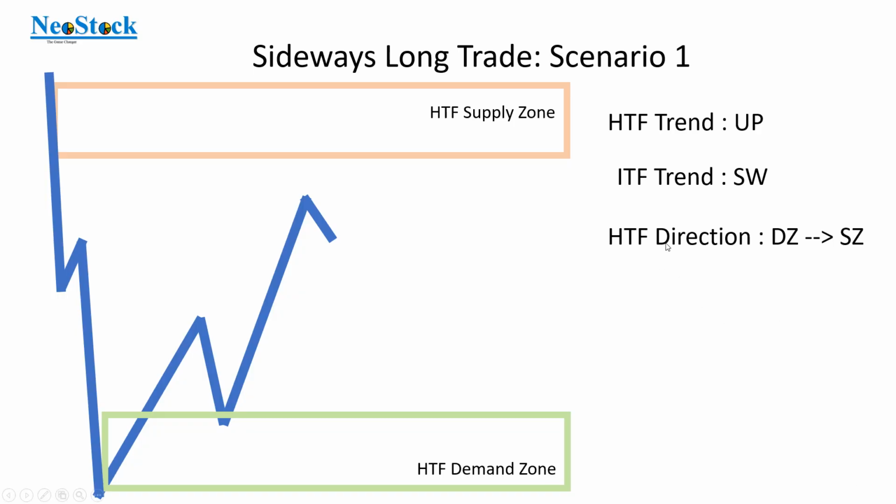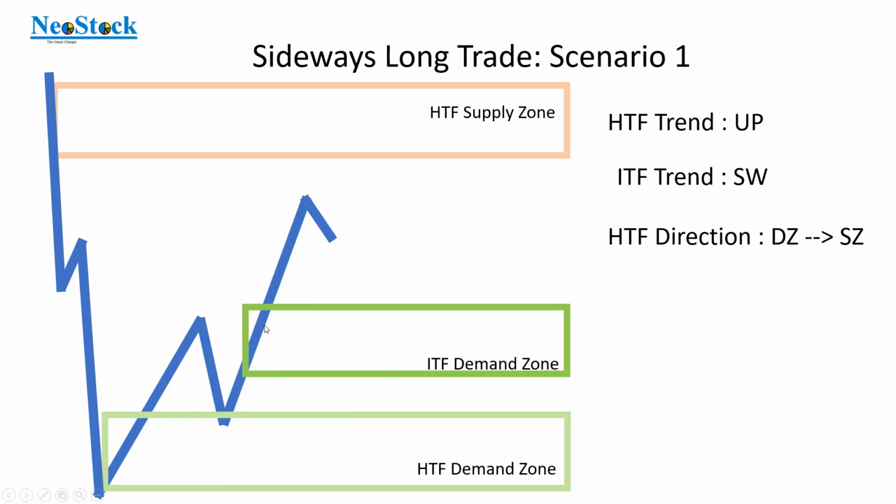In the first scenario, let us assume the HTF price direction is from the HTF demand zone to the HTF supply zone. If you look at this price, see here, prices entered the HTF demand zone. Now the HTF demand zone is pushing the prices towards the HTF supply zone. So definitely we agree the HTF price direction is from the HTF demand zone to the HTF supply zone in this scenario. We all agree with this, right? Let us assume here we have an ITF demand zone also.